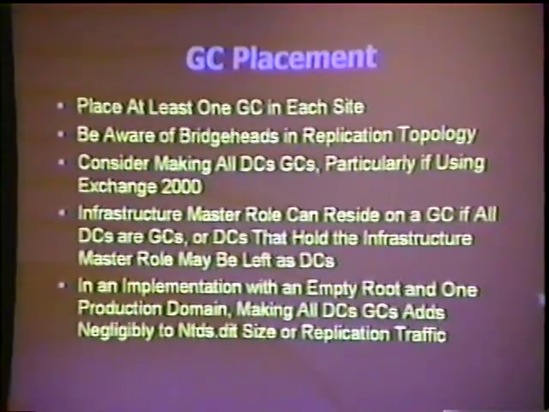One is, and this is the published reason, in terms of the infrastructure master, its supposed goal in life is that it's supposed to be cross-referencing objects. If it's a global catalog server, it knows everything, sort of, about every domain in your forest, therefore there's nothing to cross-reference. So this is why you're told not to put it on a GC.